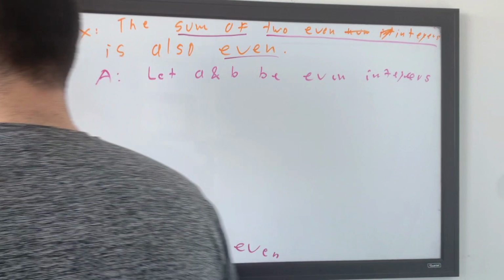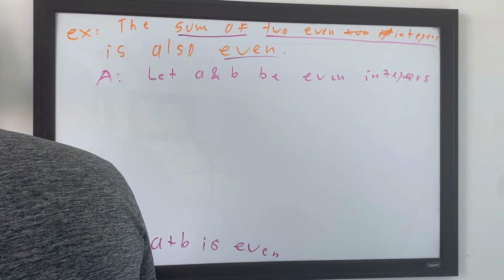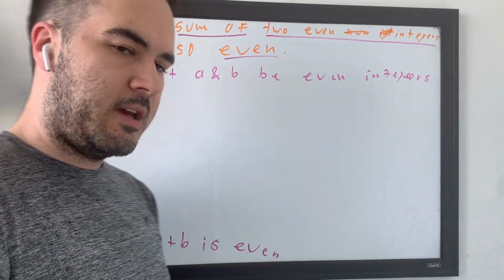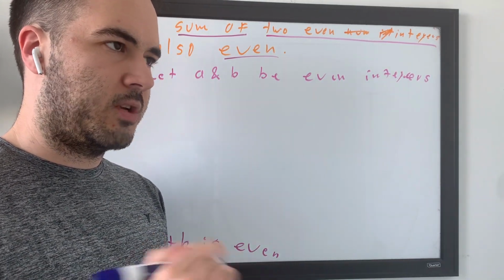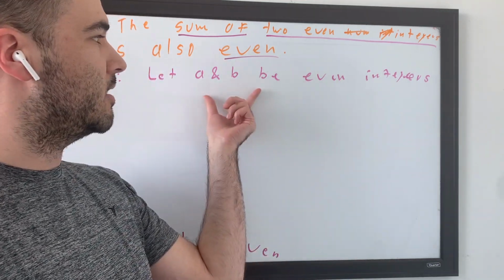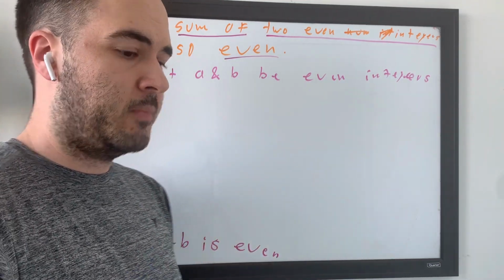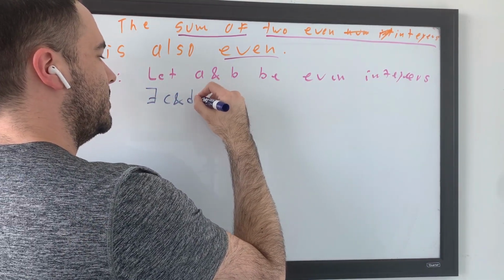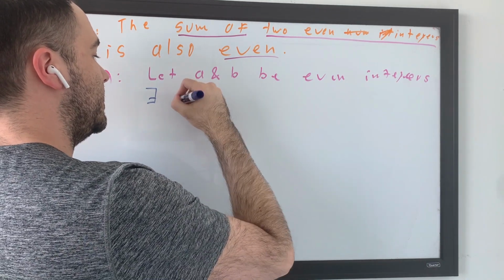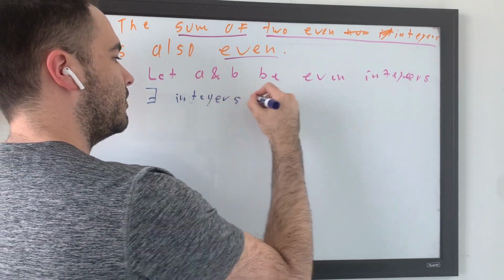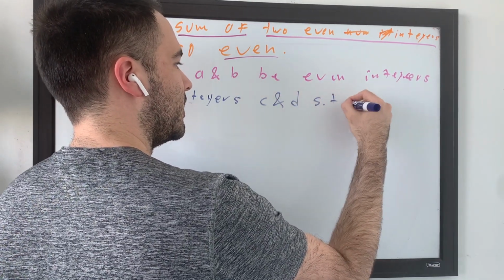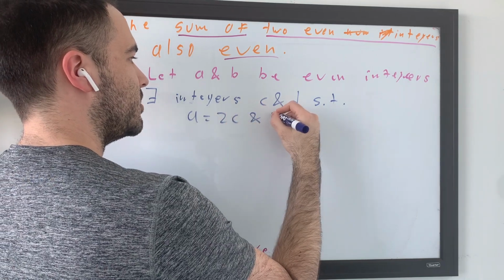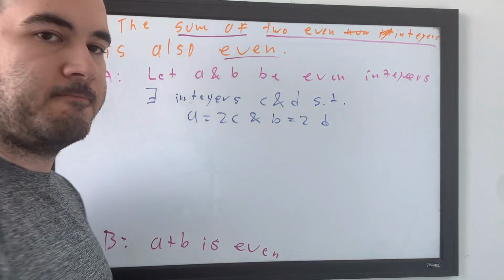Okay, so let's use the definition of even to see what our next steps would be. According to the definition of something being even, it means there exists another integer such that each of these numbers is equal to 2 times that number. So this means there exist integers C and D such that A is equal to 2 times C and B is equal to 2 times D.